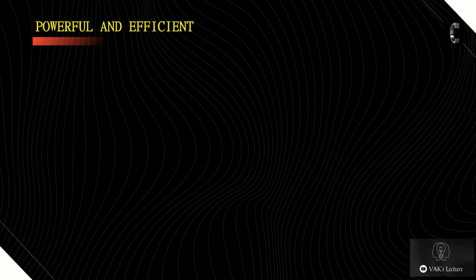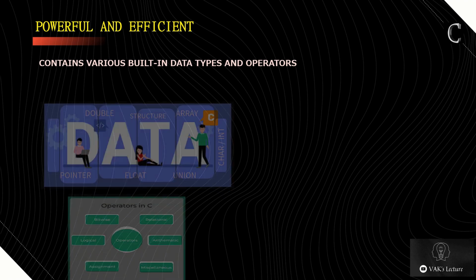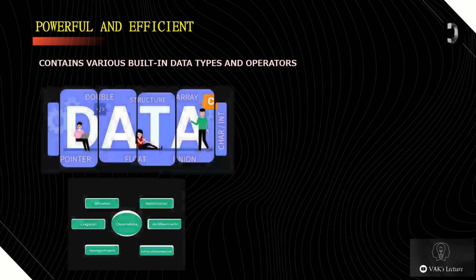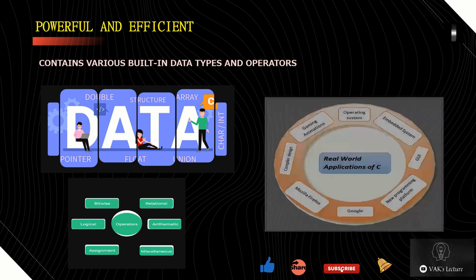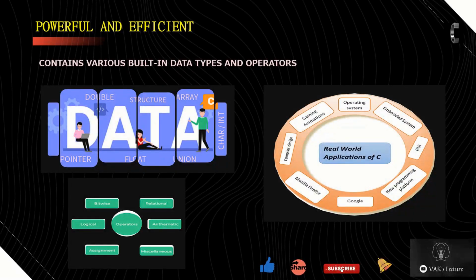C programming language is the most powerful and efficient one. Why? Because it contains various built-in data types and operators which can be used to perform any type of operations. In our next videos, we will discuss very clearly all these built-in data types and operators. Because of them, we can develop different types of applications by using the C programming language. We have already discussed these applications in our previous video.